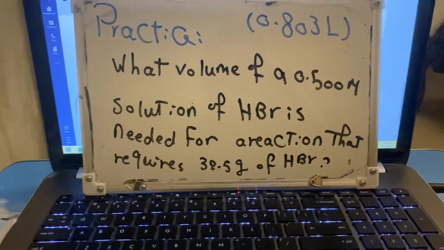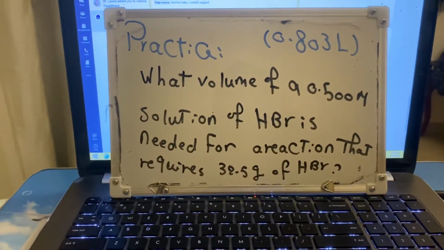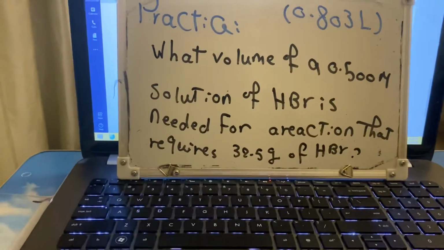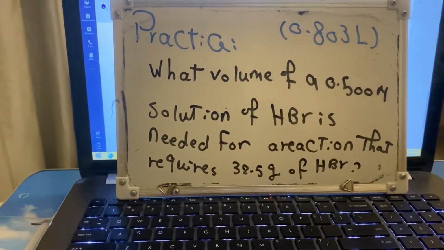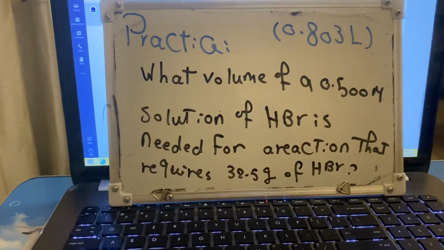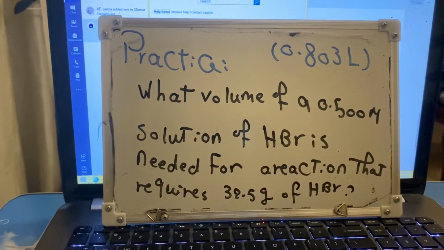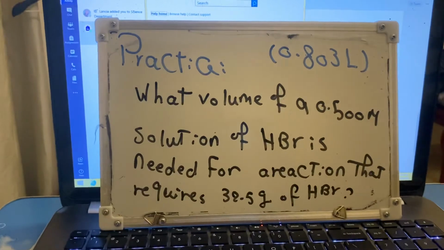The practice problem: what volume of a 0.5 molar solution of HBr is needed for a reaction that requires 32.5 gram of HBr? And the final answer is 0.83 liter.